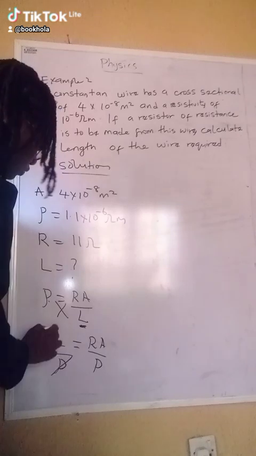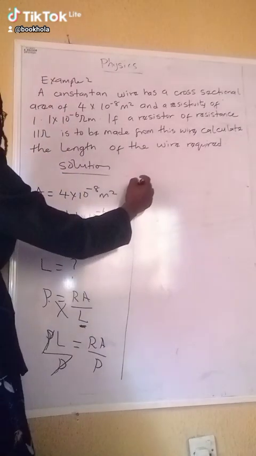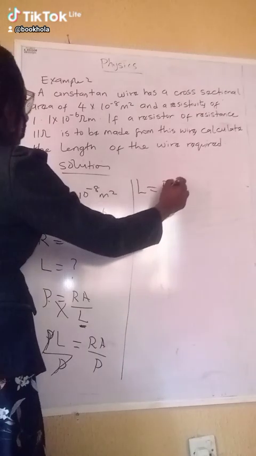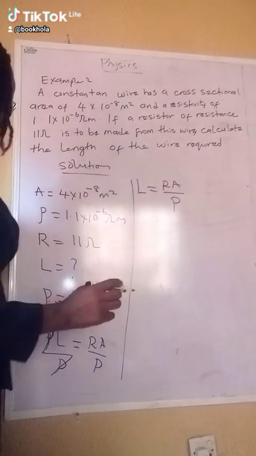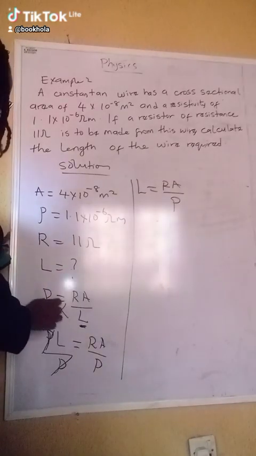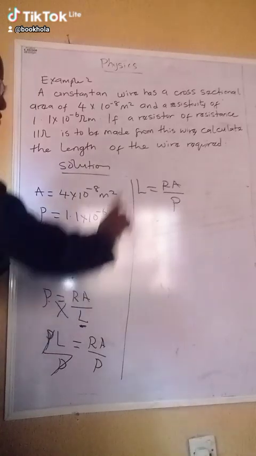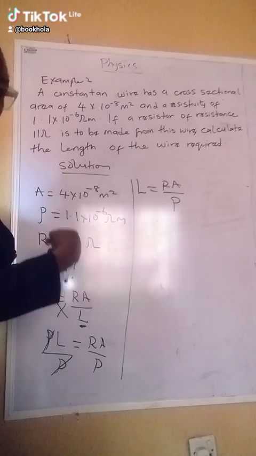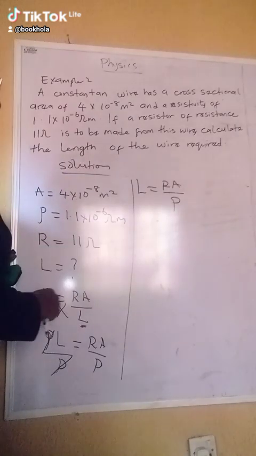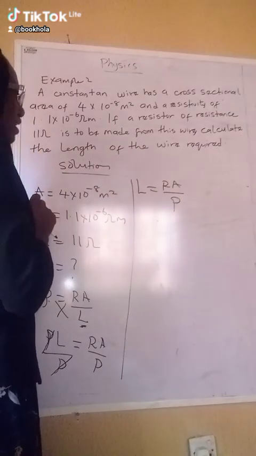And then we cancel rho, and then we are left with this. So it means that L is equal to RA all over rho. But if you know what you are doing, from here you just know that you are just swapping this. I'm only doing all this long procedure for those who don't understand how to just swap, okay? So now we have this as the formula to be used to find length.